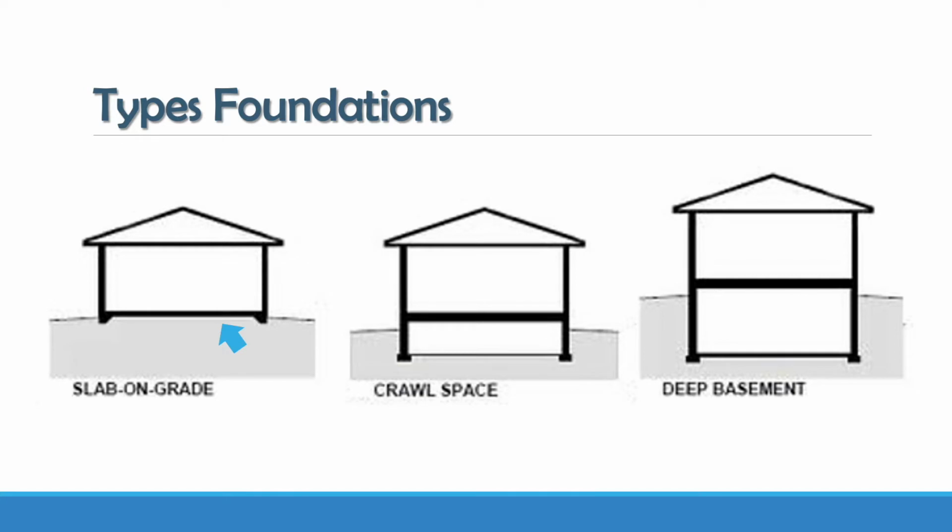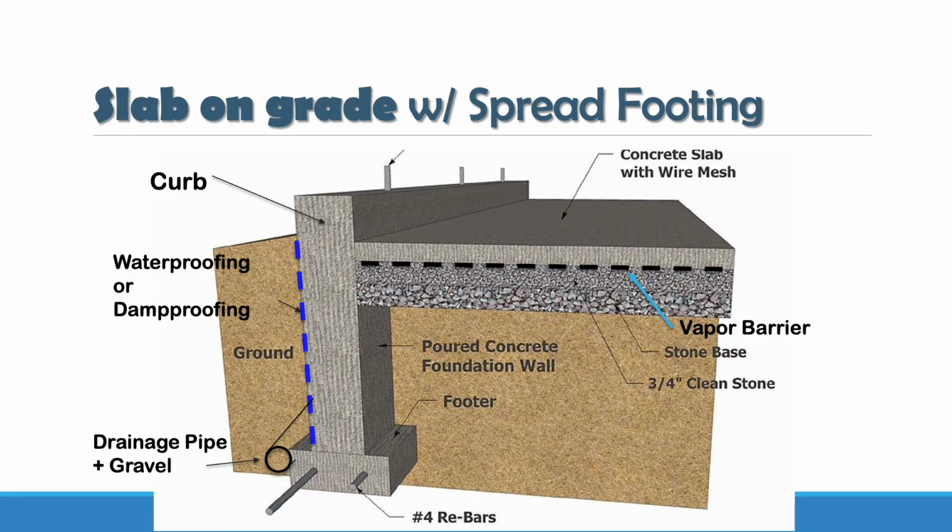These are the types of foundations that we will find in relatively flat or gently sloping areas and with good bearing capacity. Slab on grade is what we'll talk about first, and then we'll look at foundations that utilize a crawl space or ones that have basements. Slab on grade with spread footings.